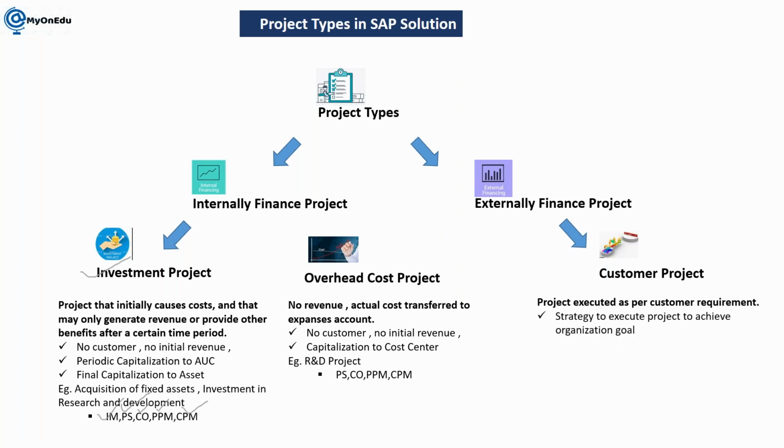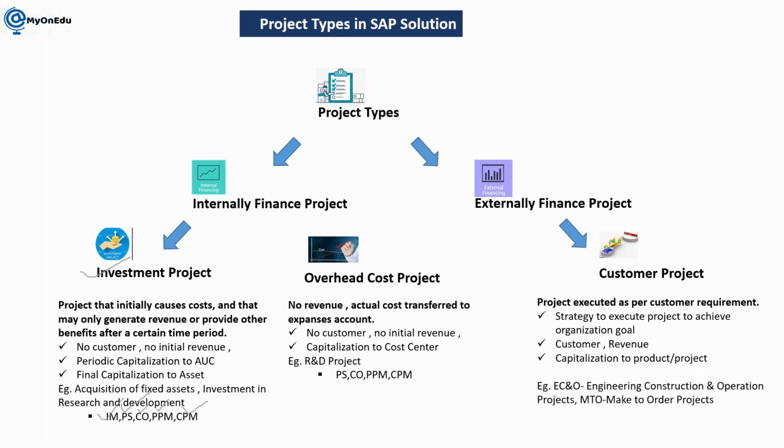Here the strategy to execute the project to achieve the organization goal has to be decided. Customer and revenue, you will have both. Capitalization to product or project, it depends. And then examples are engineering, construction and operation, which we used to call ECO also, and MTO, make to order projects. Because sales is involved in the customer project, you are going to sell products or services, so it means SD will be in the picture. PS, CO, PPM and CPM modules will be from the project management side.